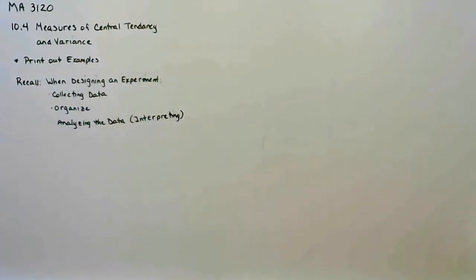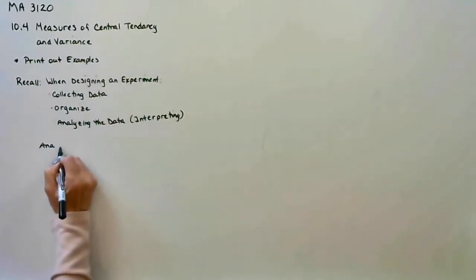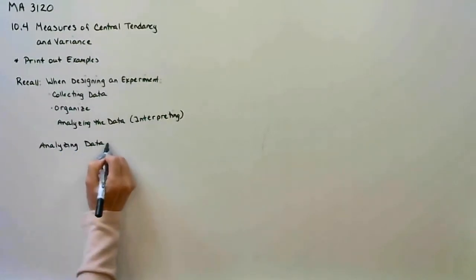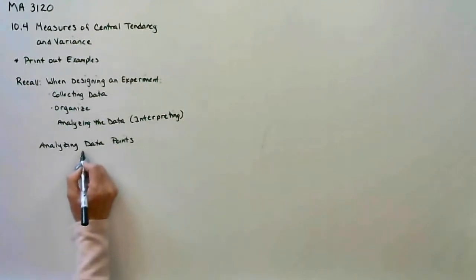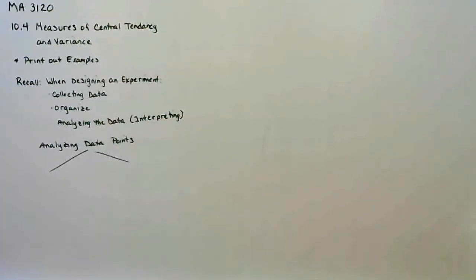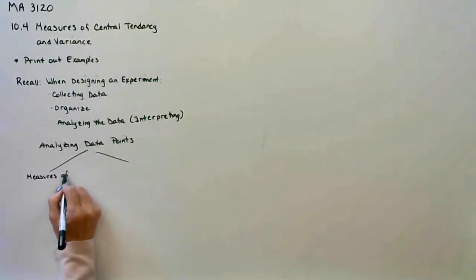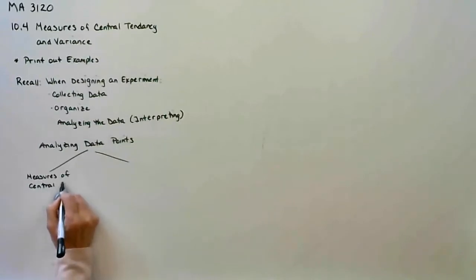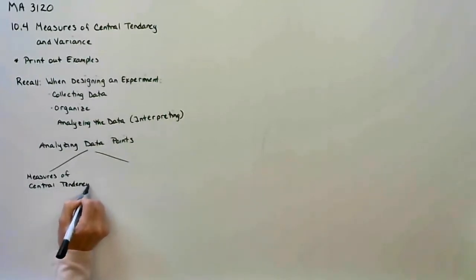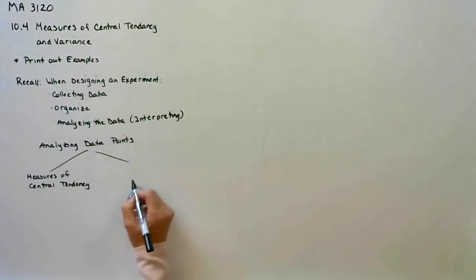So there's a couple of ways we're going to do that. It basically comes down to twofold. Okay, we're going to take a look at analyzing our data points. Okay, so we're going to look at two different branches today. We're going to take a look at the measures of central tendency, which you may already be very familiar with, measures of central tendency. And ways to look at the variance or the spread.